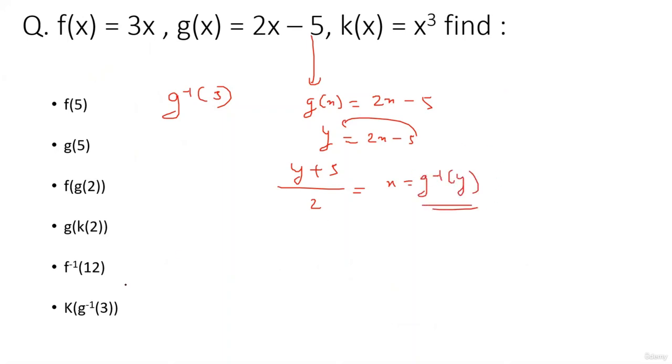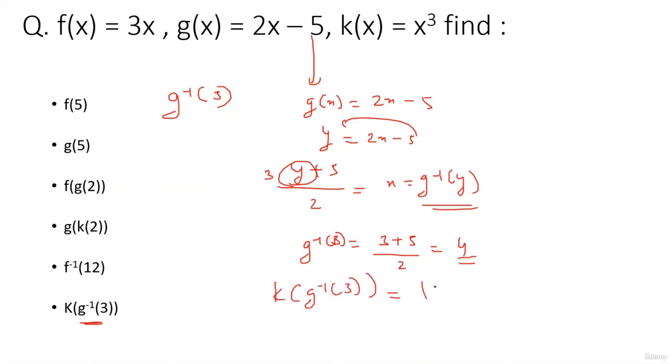Now what have they asked us? g inverse of 3. So in place of y, you substitute the value of 3. So g inverse of 3 is nothing but 3 plus 5 divided by 2. 8 by 2 is 4. Okay, next step is k of g inverse of 3. So they are actually asking you what is the value of k of 4. Okay, 4 cubed is your answer, 64, right?